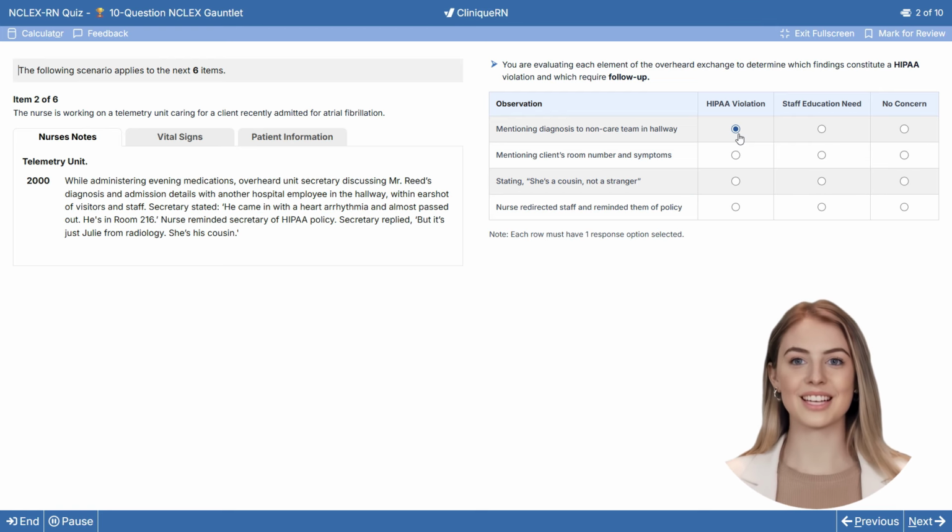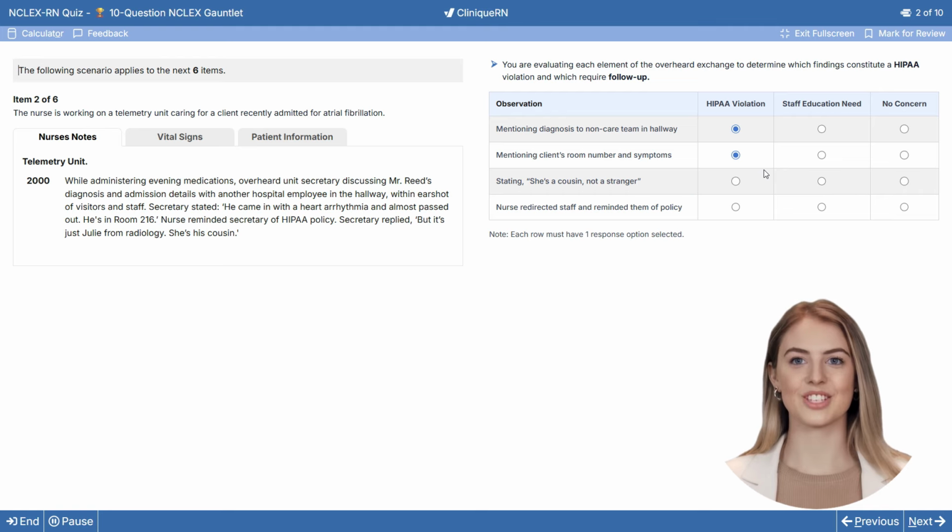Row 2, mentioning the client's room number and symptoms. Next, she adds, he's in room 216. Room number plus diagnosis? Sounds innocent, but what do you think? The correct answer is HIPAA violation. Rationale. Disclosing both the diagnosis and the exact room location links the medical condition to an identifiable person. That breaks the identifiable health information rule under HIPAA.